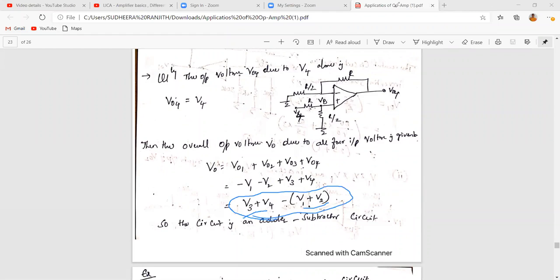Is it clear to all of you? That is how we can perform addition and subtraction with a single operational amplifier. Is it clear to all of you? Yes, sir. It's a very, very important essay question.